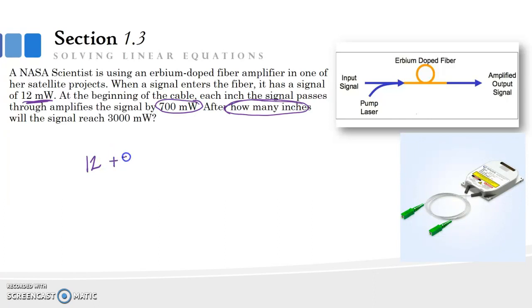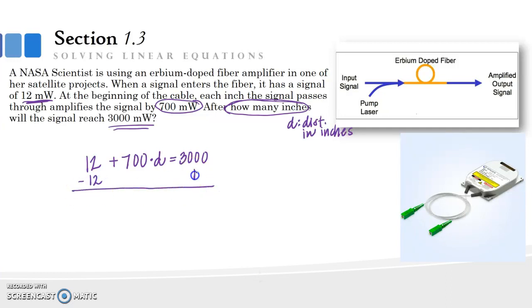So I can say 12 plus 700, and then I'm going to go ahead and call distance, let's use the variable d for distance in inches. In general in math, we would want to stay away from using the variable i for inches because i can be representative of other things. So here I'll have 700 times d for distance. So every inch I'm getting 700 more milliwatts of power. And now I have an algebraic expression that I can set equal to the total power that I want here, so 3,000 milliwatts. To solve this problem, I can just get started by subtracting 12 from both sides.